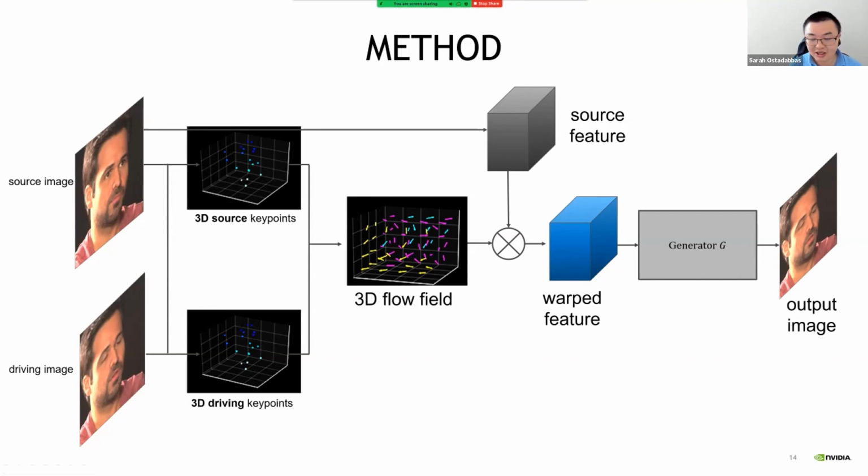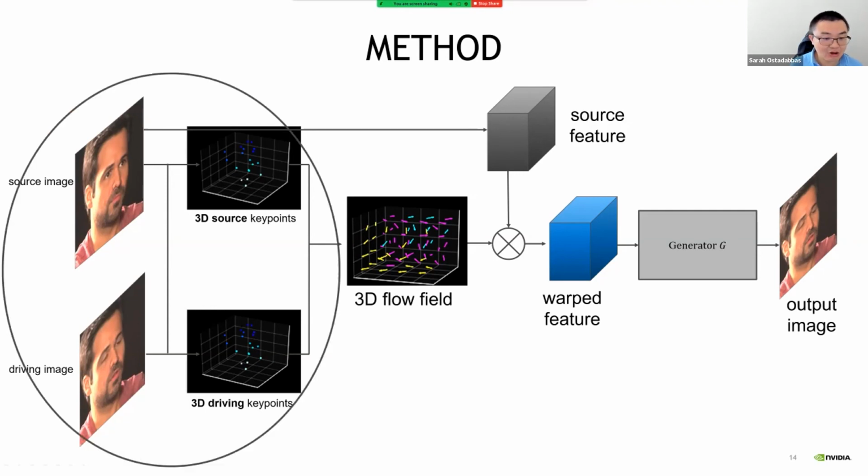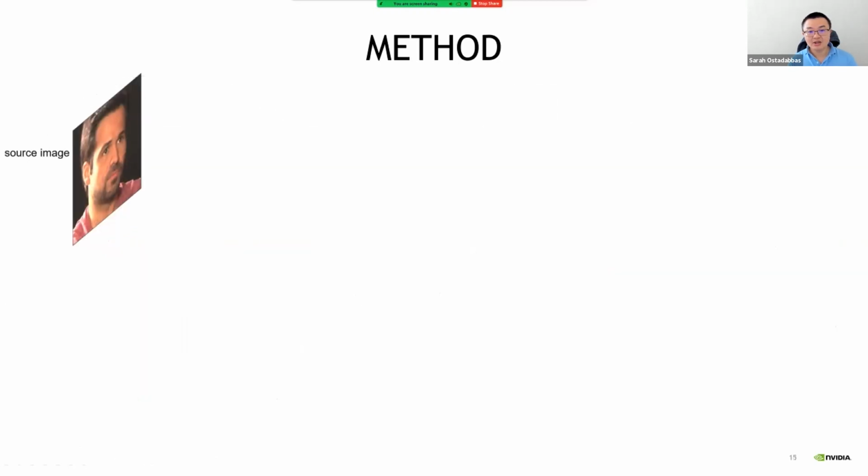I think the key contribution of this method for the neural talking head is how we represent the 3D key point. We actually use a decomposition to represent the key point, and this decomposition is learned unsupervisedly. All right, so let's dive into the details of how the 3D key point is extracted.